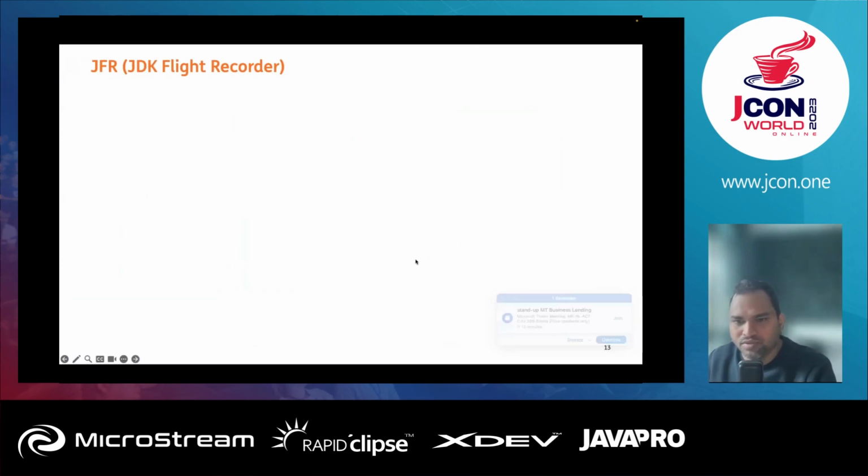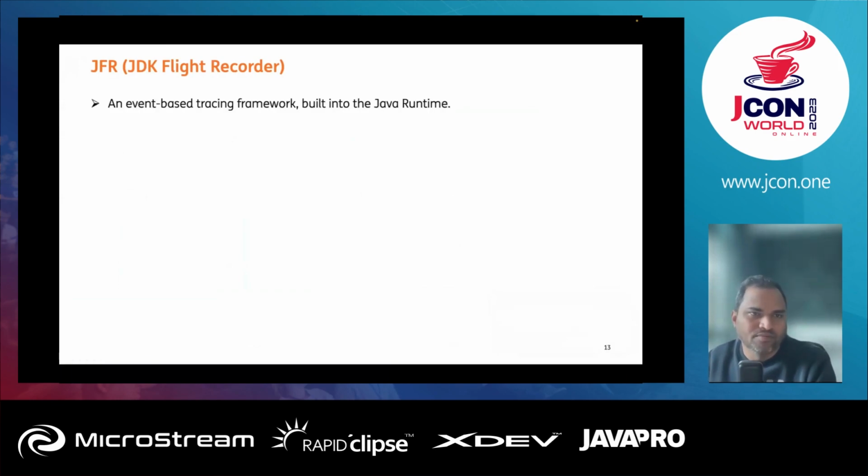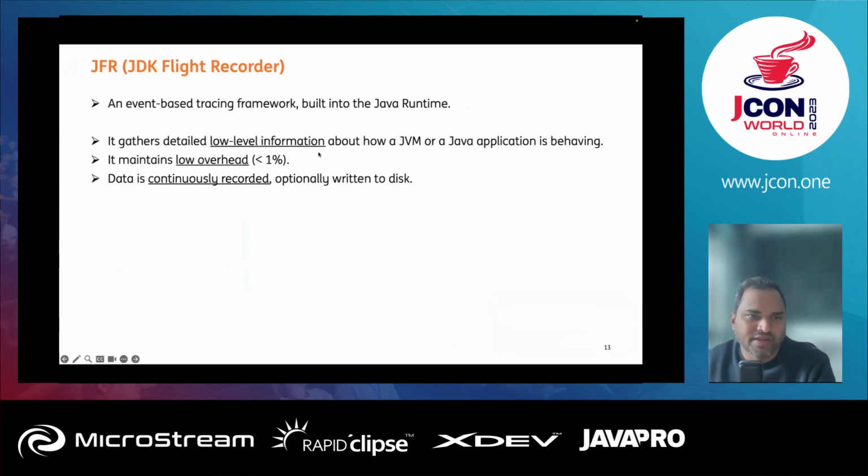Now let's move on to the next tool, and that is JFR, or JDK Flight Recorder. JFR is an event-based tracing framework built into the Java runtime, and it gathers low-level information about how the JVM or Java application is behaving. It maintains low overhead, and the data is continuously recorded and optionally written to disk. Because it provides low overhead, you can also use it in production along with your application, and it records data continuously. And whenever you need it, you can write it to the disk.